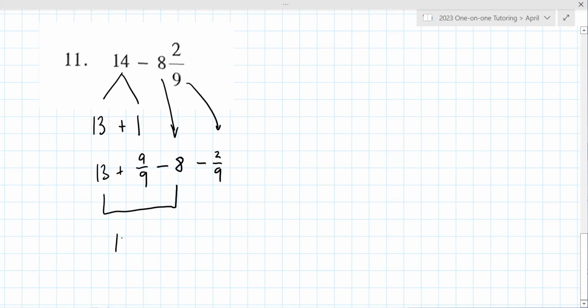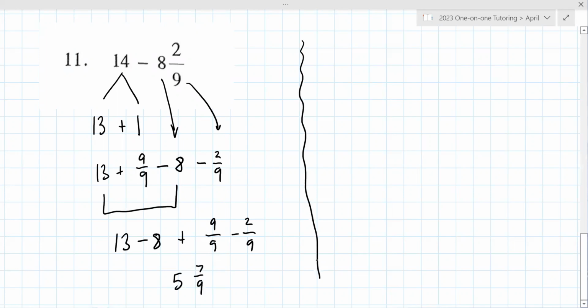So you can take that 13 and subtract 8, 9/9, subtract 2/9, and then you're combining the results. So 7/9 and 5 7/9. Yes. So let me have you try another one here.